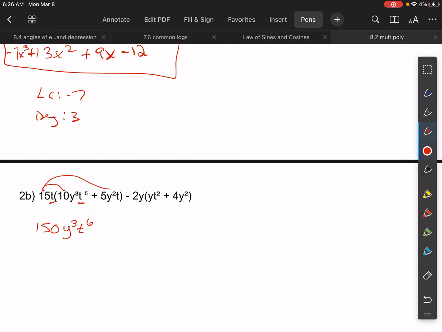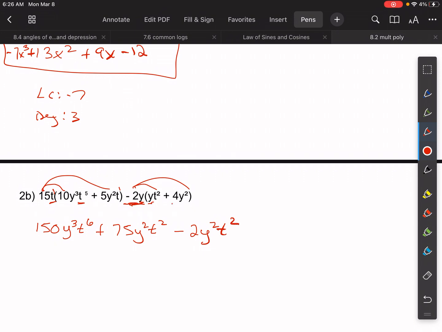All right, so here we go. So 15 times 5, that gives you 75. So this would be plus 75 y squared t squared, to add the t to the first, t to the first. Okay, then I'm going to take the negative 2 and apply it out. So this becomes negative 2y squared. Careful there, it's y times y squared, t squared.